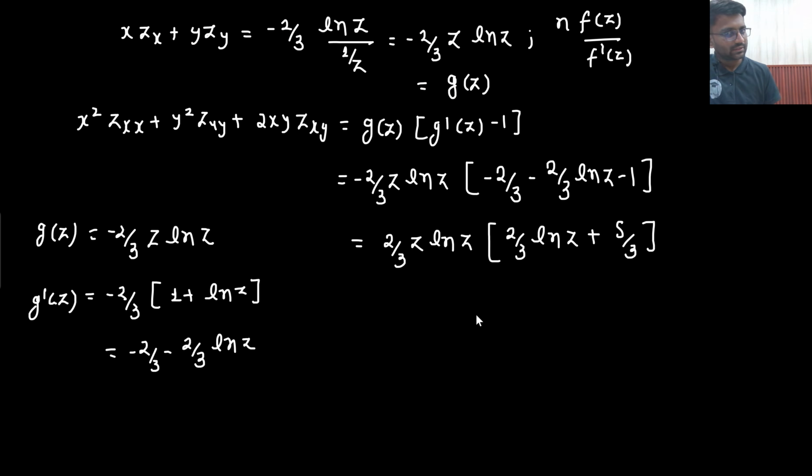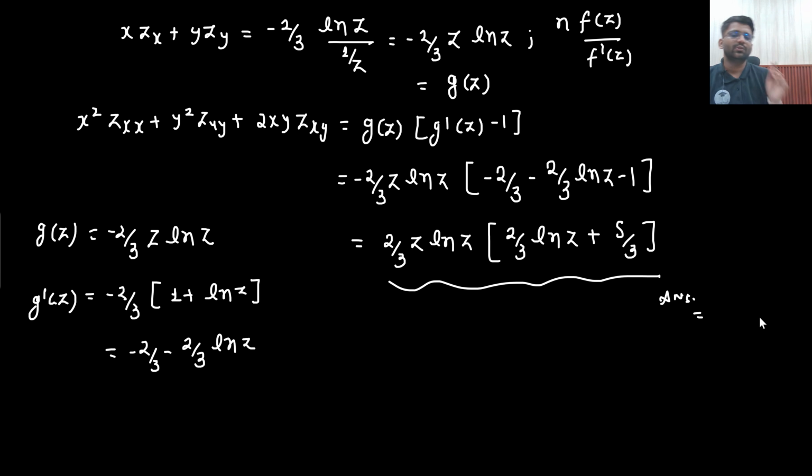So this is the answer that we will be getting. Again, a crude way of looking at the answer, but yeah, it is what it is. 1 plus 2 by 3 will be 5 by 3 only. 2 by 3 ln z, minus sign coming outside. So 2 by 3 into z ln z, 2 by 3 ln z plus 5 by 3. Yeah, this is the final answer that we are getting.